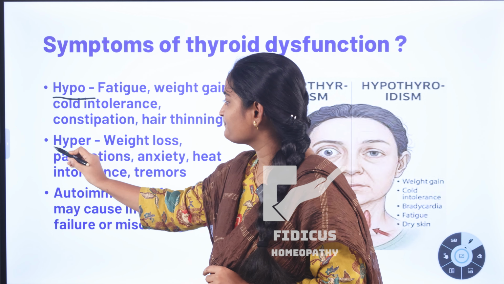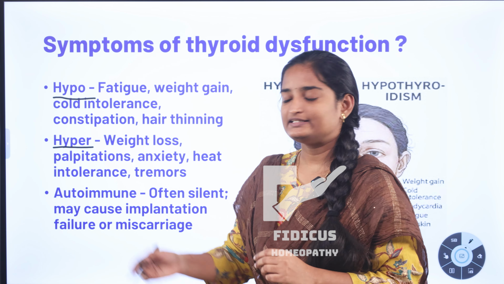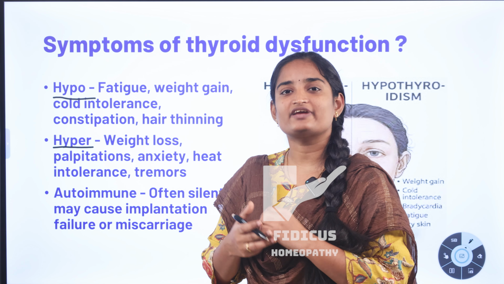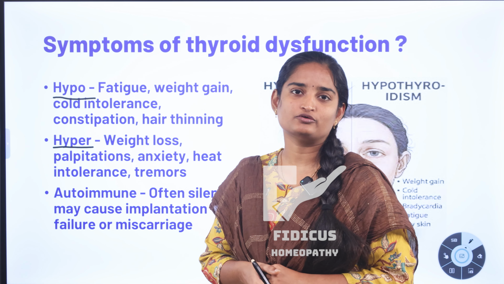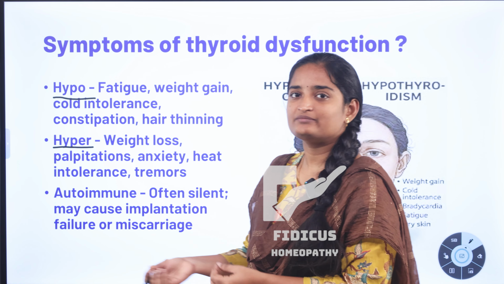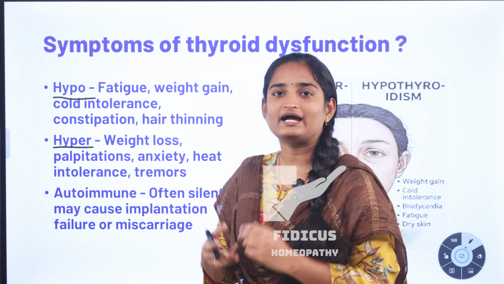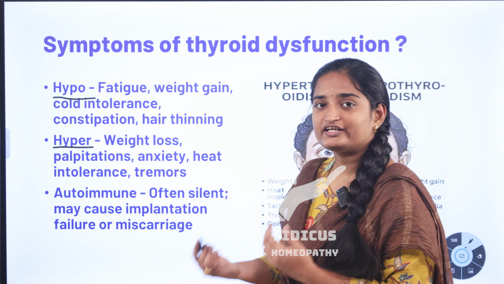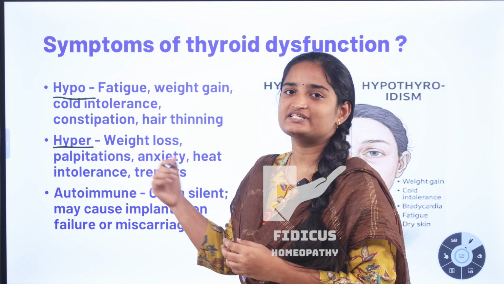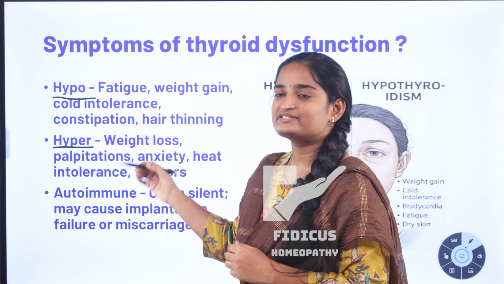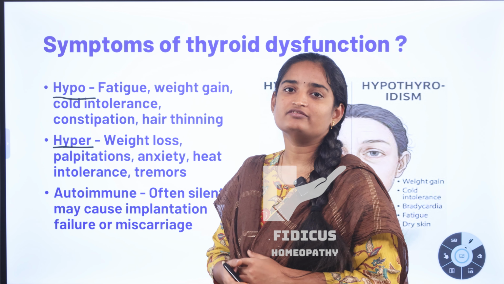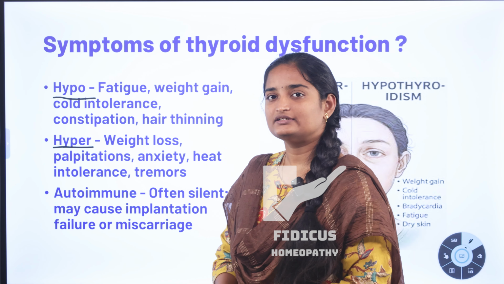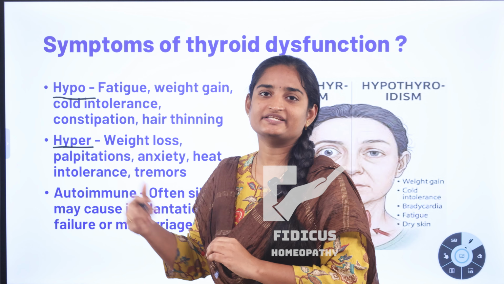Next one is hyperthyroidism. Hyper means overactivity of the thyroid gland. In hyperthyroidism, the thyroid gland produces more hormone. Due to this excess hormone production, it can speed up the body's functions, causing symptoms like palpitations, increased heartbeat, and heat intolerance. Another one is weight loss. Weight loss may be seen in hyperthyroidism in spite of increased appetite, along with a feeling of anxiety, heat intolerance, and tremors.